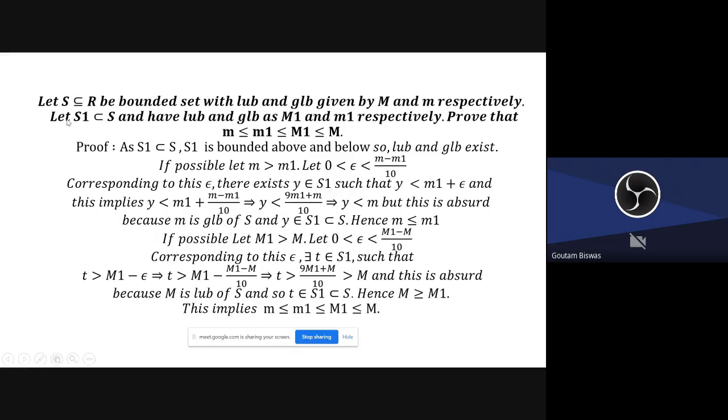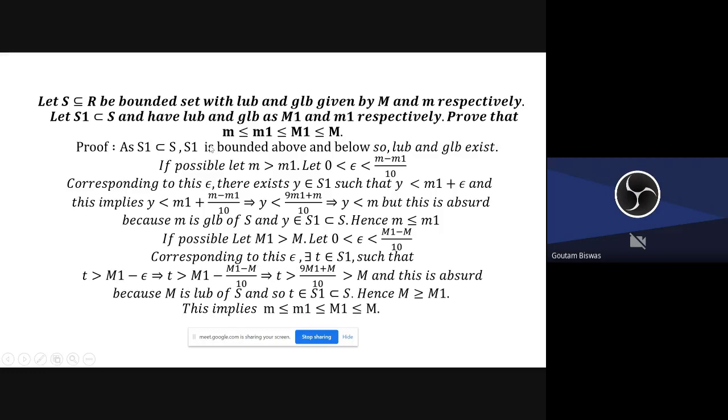Now this is another one. Let S be contained in R. I have not written it as a theorem or anything, but these may be theorems. Okay, this is very important. Let S contained in R be a bounded set with LUB and GLB given by M and small m respectively. Let S1 be a subset of S with LUB and GLB as capital M1 and small m1. Then this condition you have to prove.